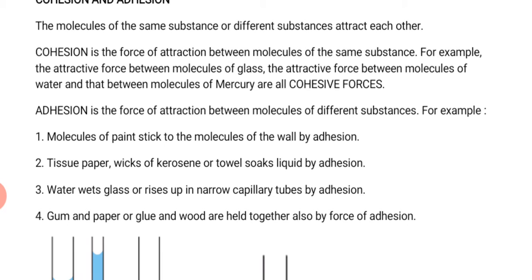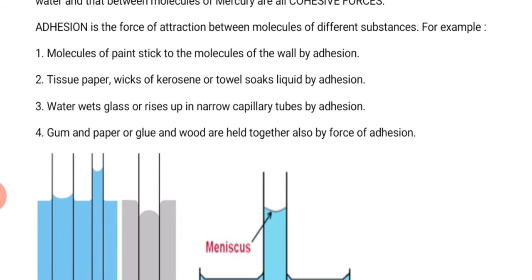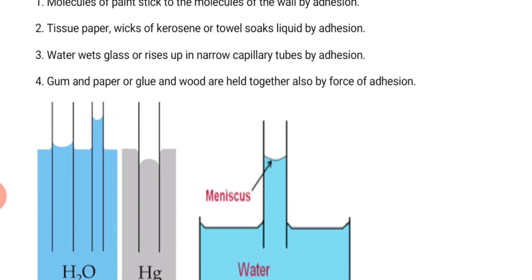Adhesion is the force of attraction between molecules of different substances. For example, 1, molecules of paint stick to the wall by adhesion. 2, tissue paper, wick of kerosene or towel soak liquid by adhesion. 3, water wets glass or rises up in a narrow capillary tube by adhesion. 4, gum and paper or glue and wood are held together also by the force of adhesion.